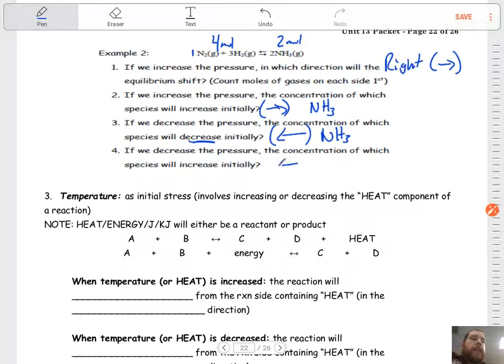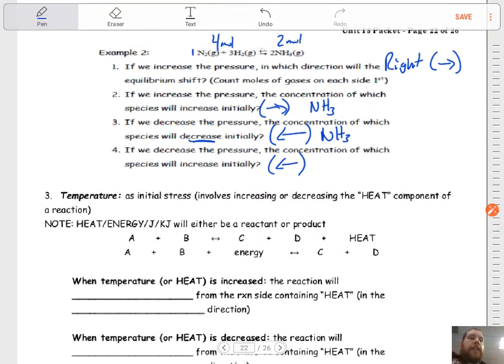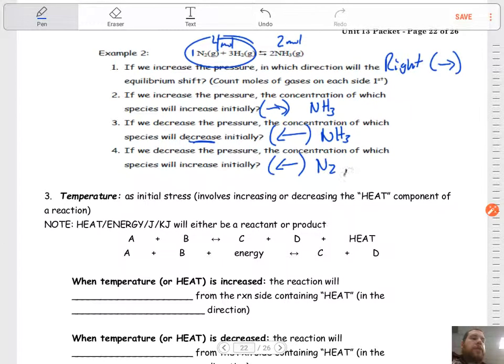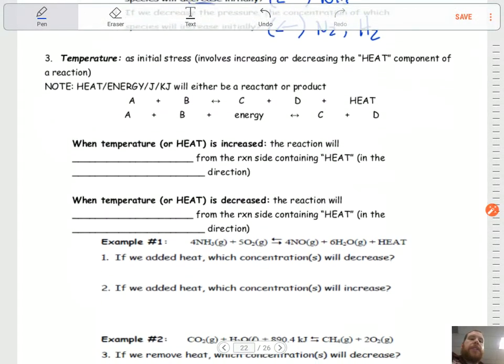Decrease pressure, so again, still going to the left. Concentration of which species will increase? Again, that's everything on the left side of the arrow. So that would be N2, and it would be H2. Okay? All right, so that's our second stress, which is pressure.